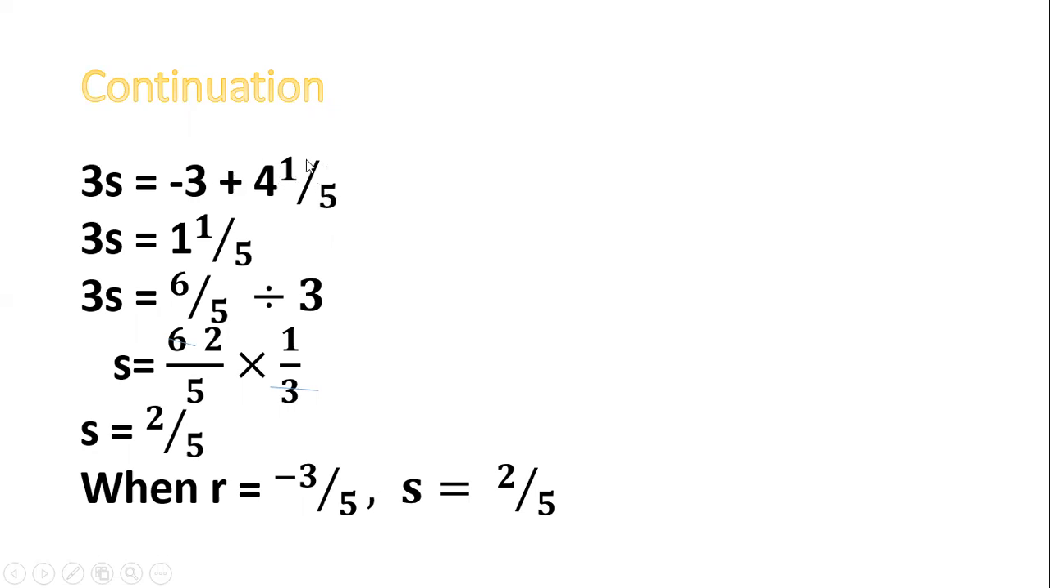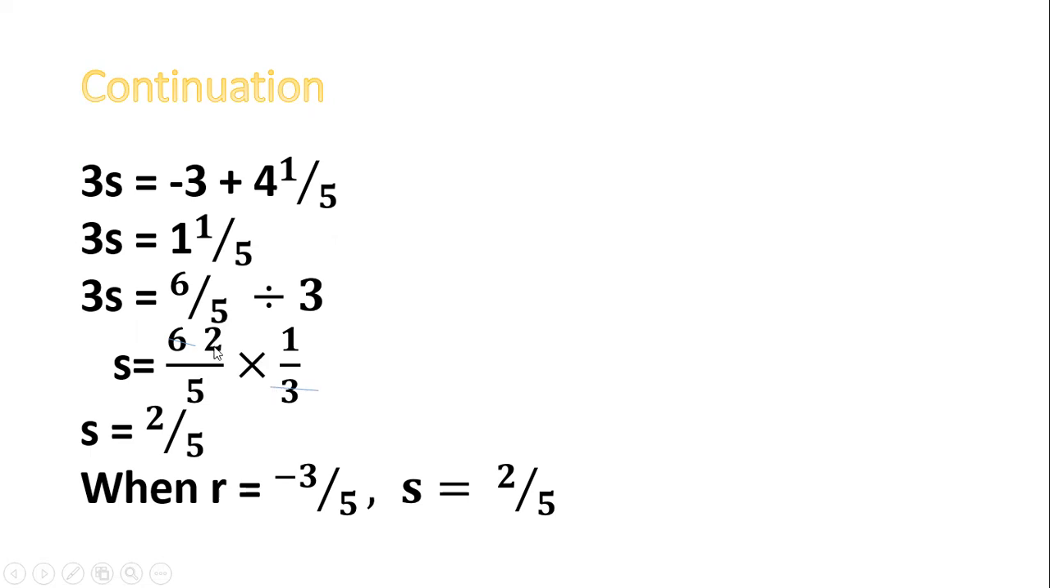So 21 over 5 is 4 whole number 1 over 5. So when you subtract, minus 3 plus 4 and 1 over 5, you have 1 whole number 1 over 5. So divide both sides by 3. That's why I'm dividing by 3 now. You have 6 over 5 divided by 3, which will give us 6 over 5 times 1 over 3. When you are changing from division to multiplication, the numerator becomes the denominator, and the denominator becomes the numerator.